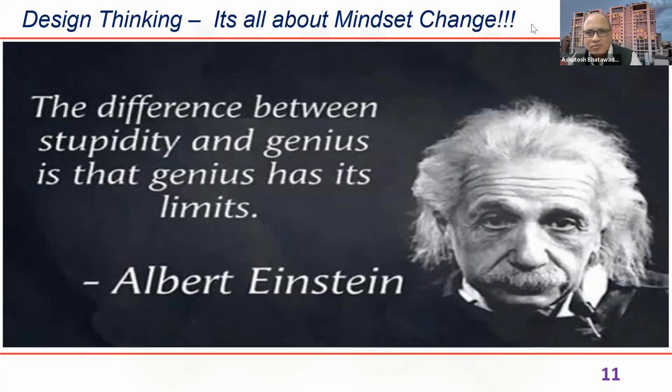And one very famous quote from Albert Einstein: the difference between stupidity and genius is that genius has its limits. So think stupid, and think outside the box, think beyond the box. Stupidity has no limits, so think as stupid as you can, and you might be able to come out with a mindset change, or a revolutionary product.